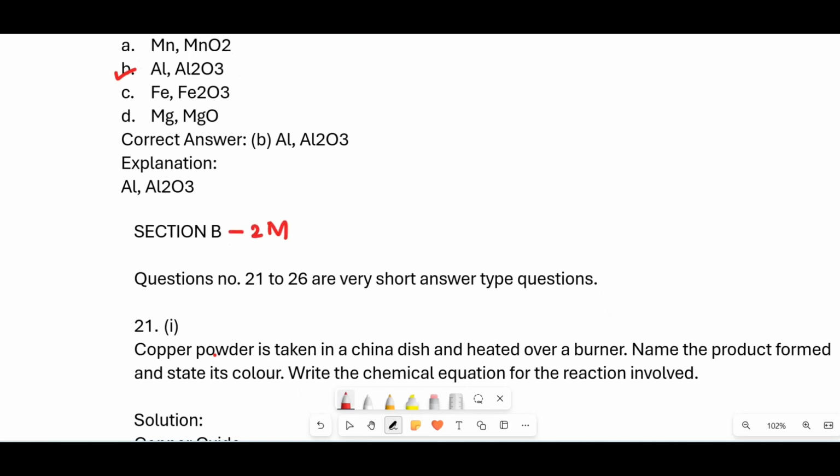So 21 to 26 are very short answer type questions. The question is, copper powder is taken in a china dish and heated over a burner. Name the product formed and state its color. Write the chemical equation for the reaction involved.